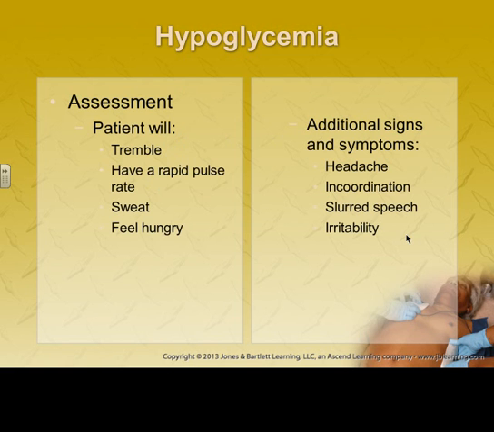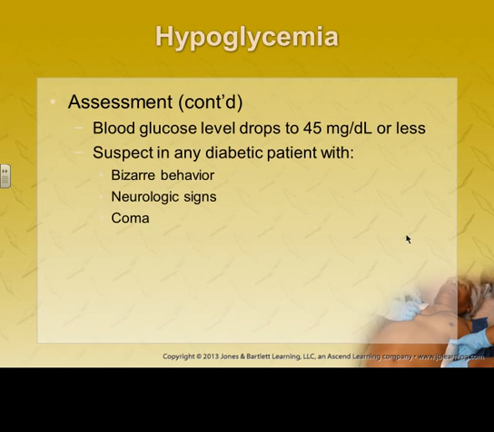Hypoglycemic patients are often confused with what? Drunks. Incoordination, slurred speech, irritability, headache. Any of y'all run a call on a diabetic patient that was just the biggest meanie head that you've ever met? I have. They get fighting. Scare you.